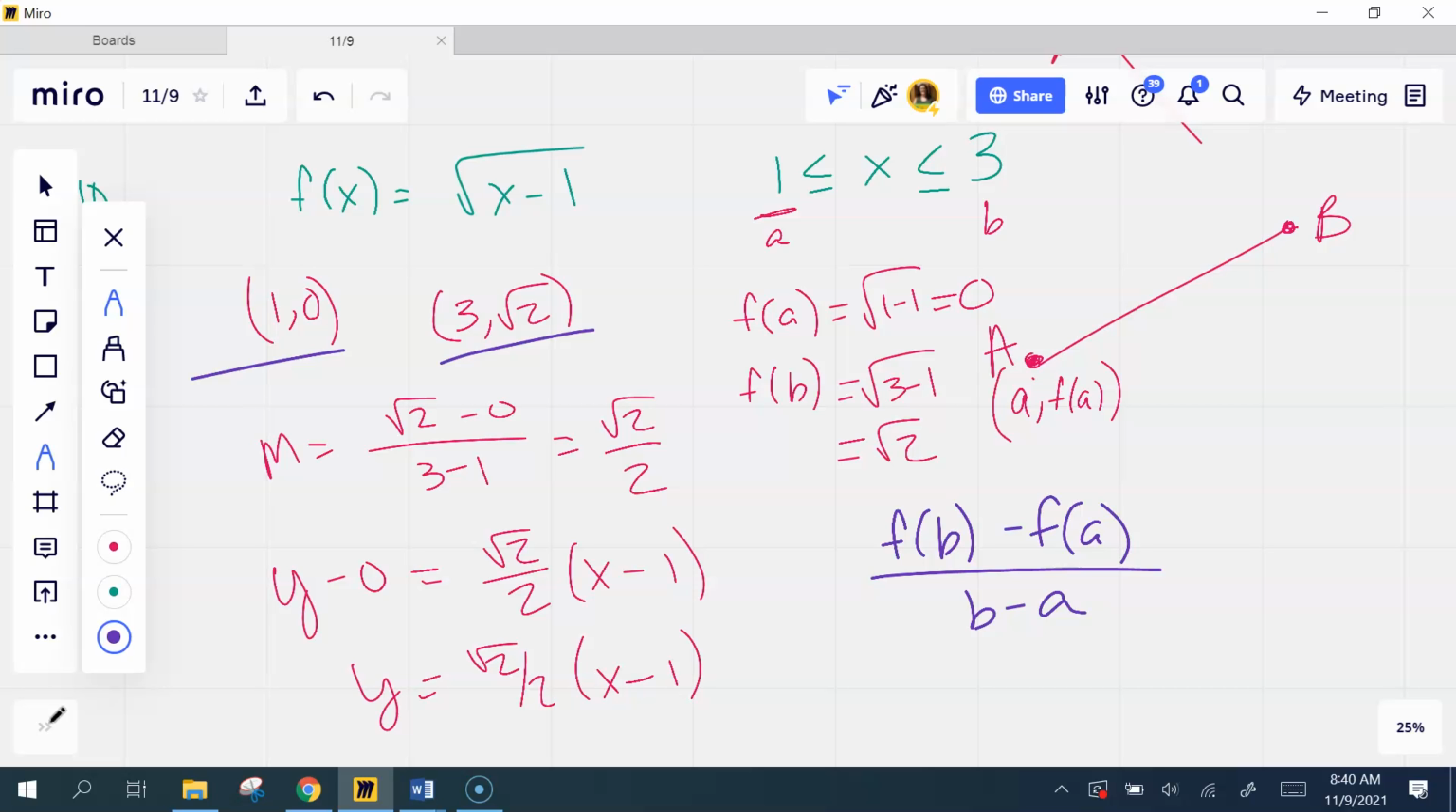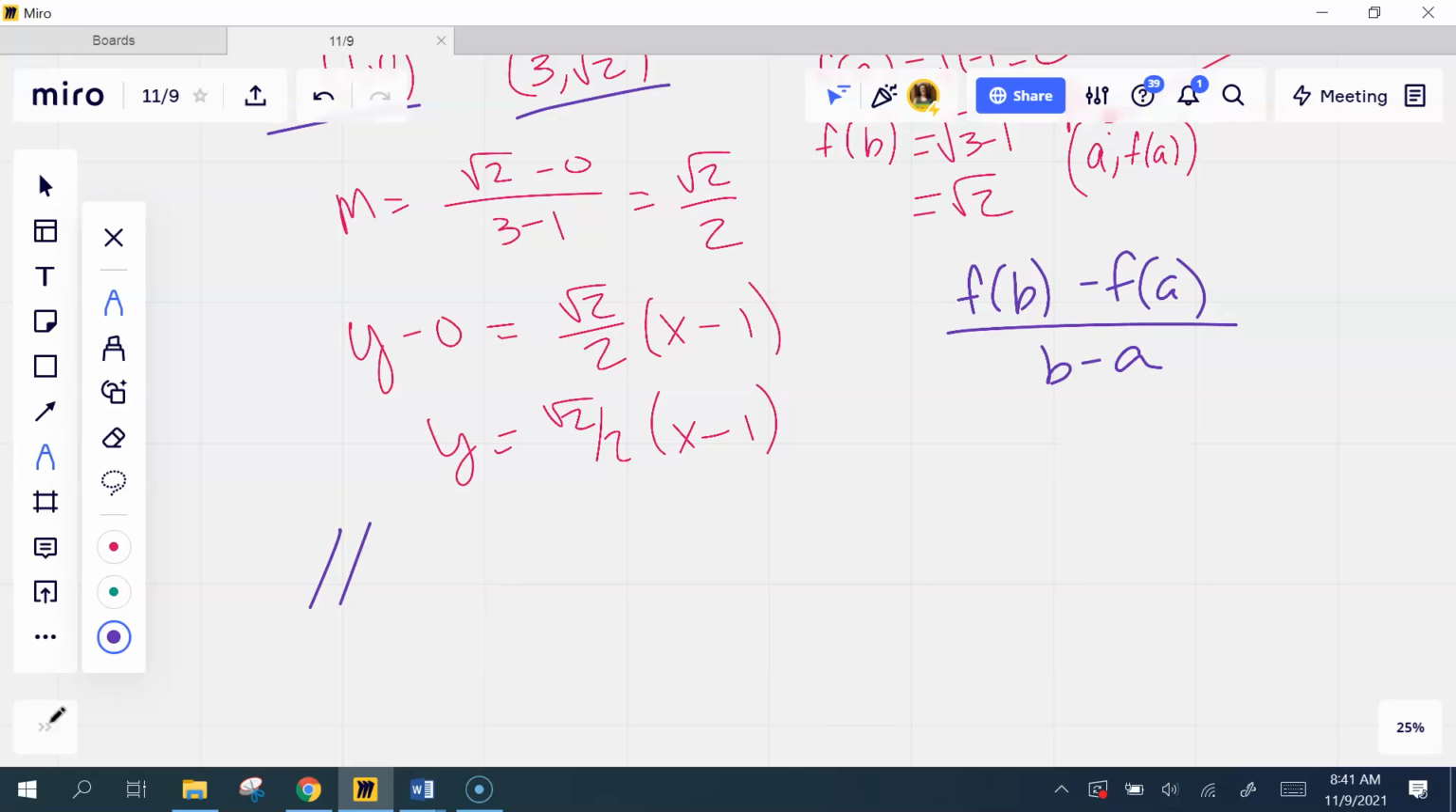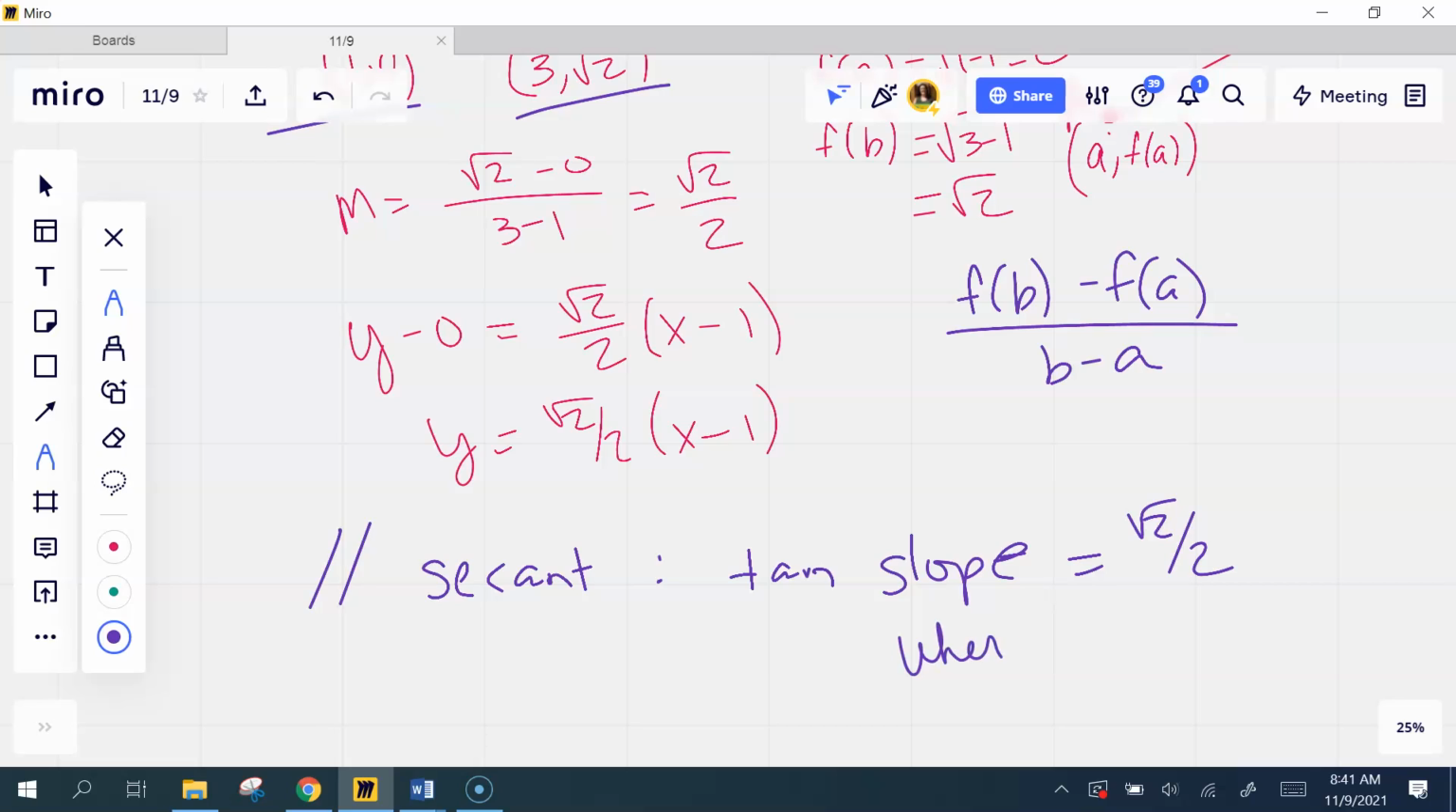So that means if it's parallel to the secant, I'm looking for a tangent line with the same slope. So the tangent slope is going to be square root of 2 over 2, right? And to find the tangent, I need to find the derivative. So what I'm essentially looking for is where the derivative equals that. Okay, you're still doing the same thing we've been doing. That's what I really want y'all to see. It's nothing new. It's just different wording now. The only new thing is understanding that.